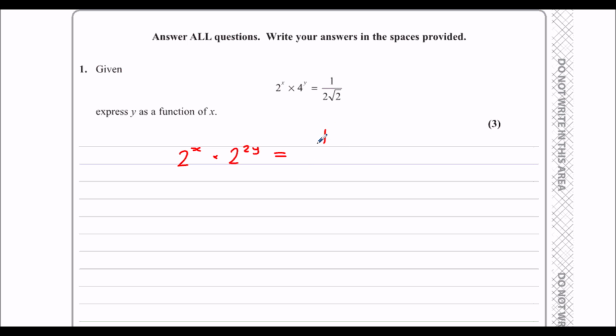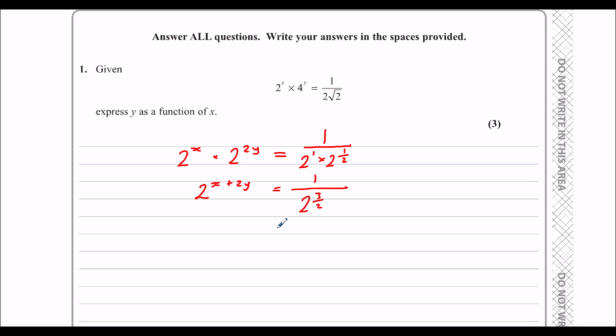So I'll do this in steps. 2 is 2 to the power of 1. Root 2 is 2 to the power of a half. And when we multiply, we add the powers. So on the left, we've got 2 to the power of x plus 2y. And on the right, I'll leave the 1 over there for now, 1 over, and we've got 1 plus a half, which is 1.5 or 3 over 2.